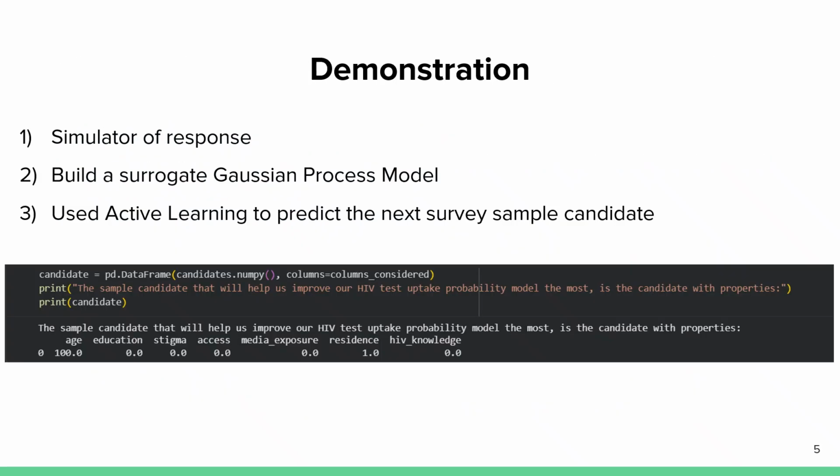So for our study, what we did was to first simulate responses, build a surrogate Gaussian process model, and train the model to help us identify participants who would give us the most information. So we could see here that the algorithm is asking for a person who is 100 years of age. That is because 100 is the upper bound of the age variable. Of course, that person will be much harder to find as compared to a 20-year-old person.